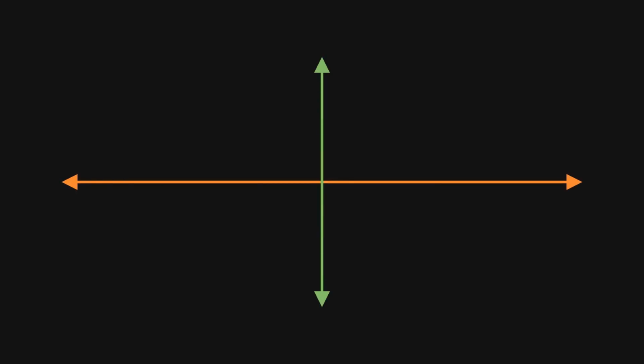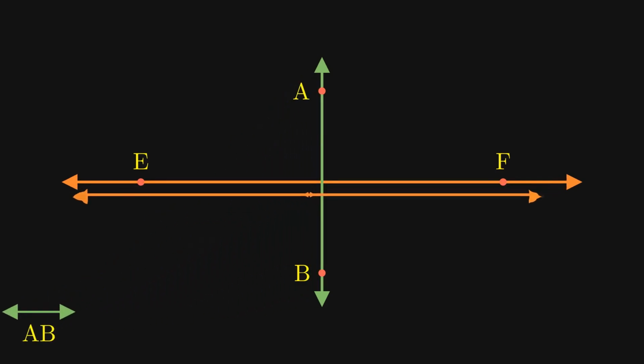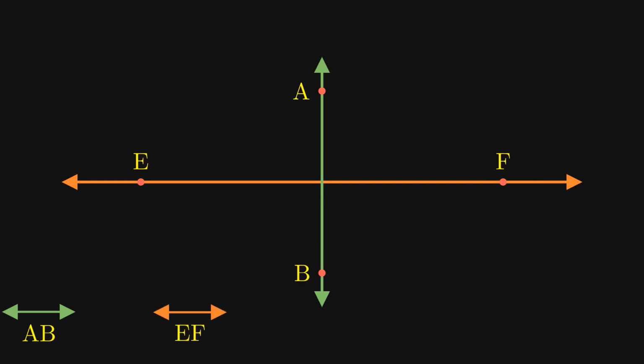Now suppose we have two lines that are perpendicular, where the green line has points A and B, and the orange line has points E and F. We can name the green line as AB with a line symbol above it, and the orange line as EF with a line symbol above it as well. To indicate that these two lines are perpendicular, we use an upside down T, which resembles two perpendicular line segments. So this reads, line AB is perpendicular to line EF.